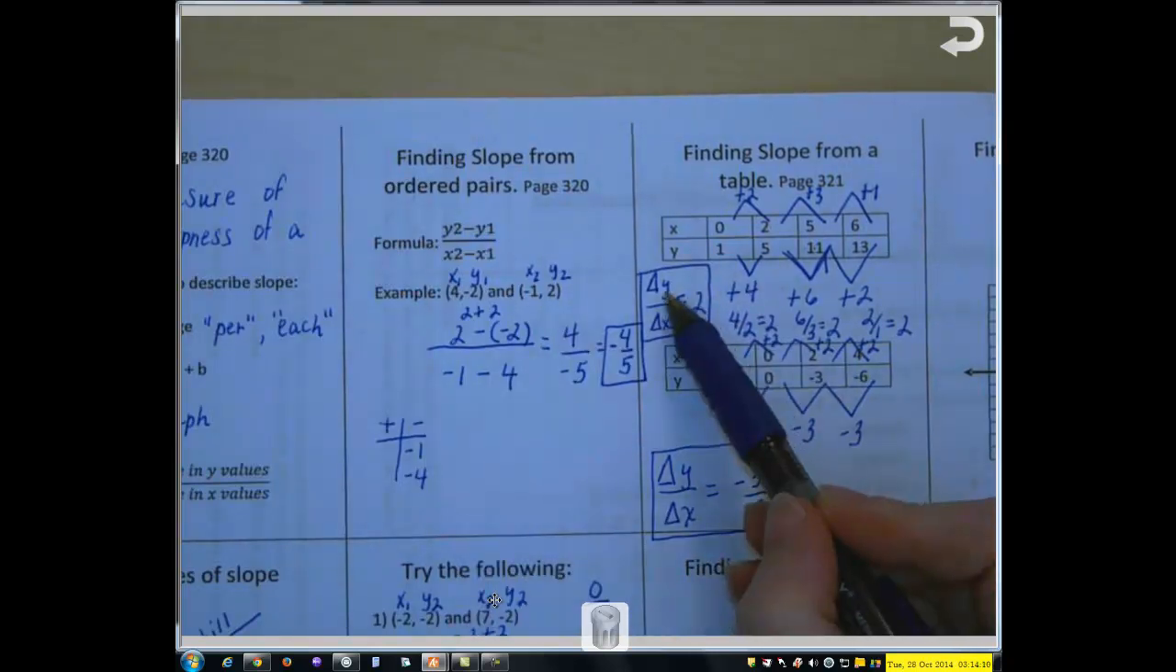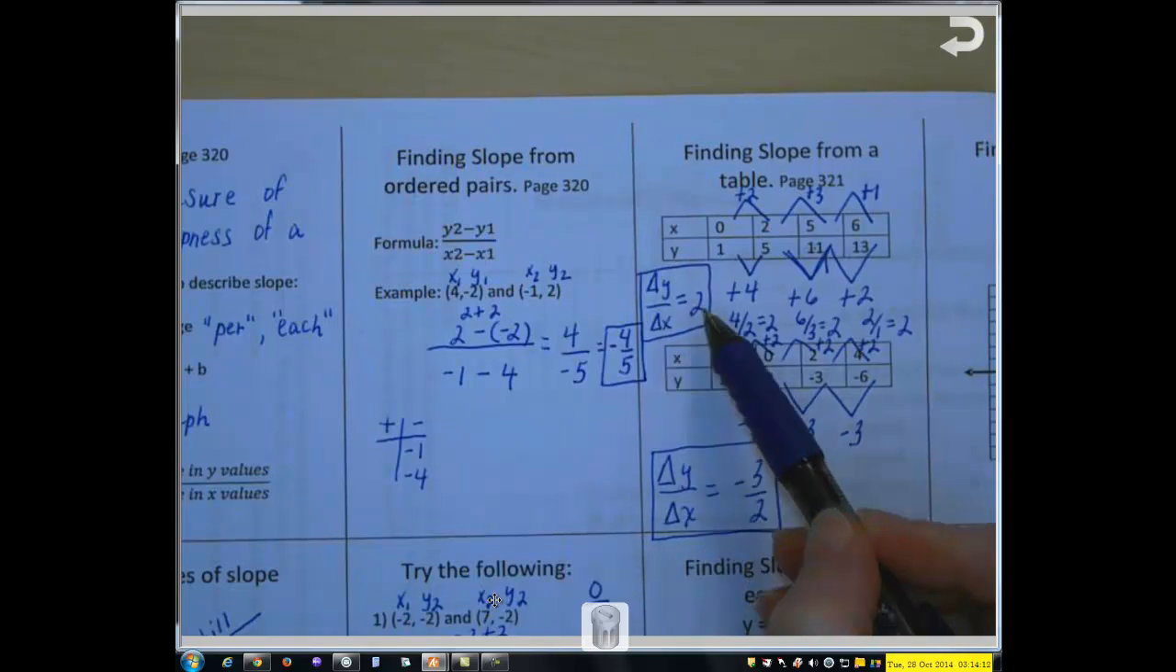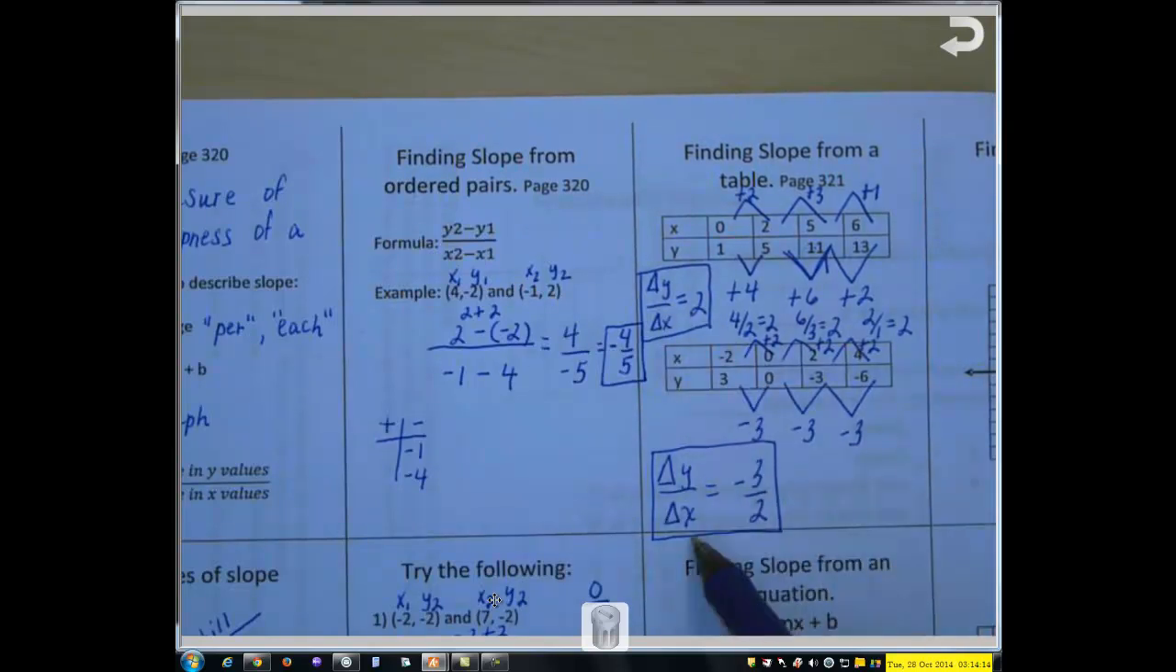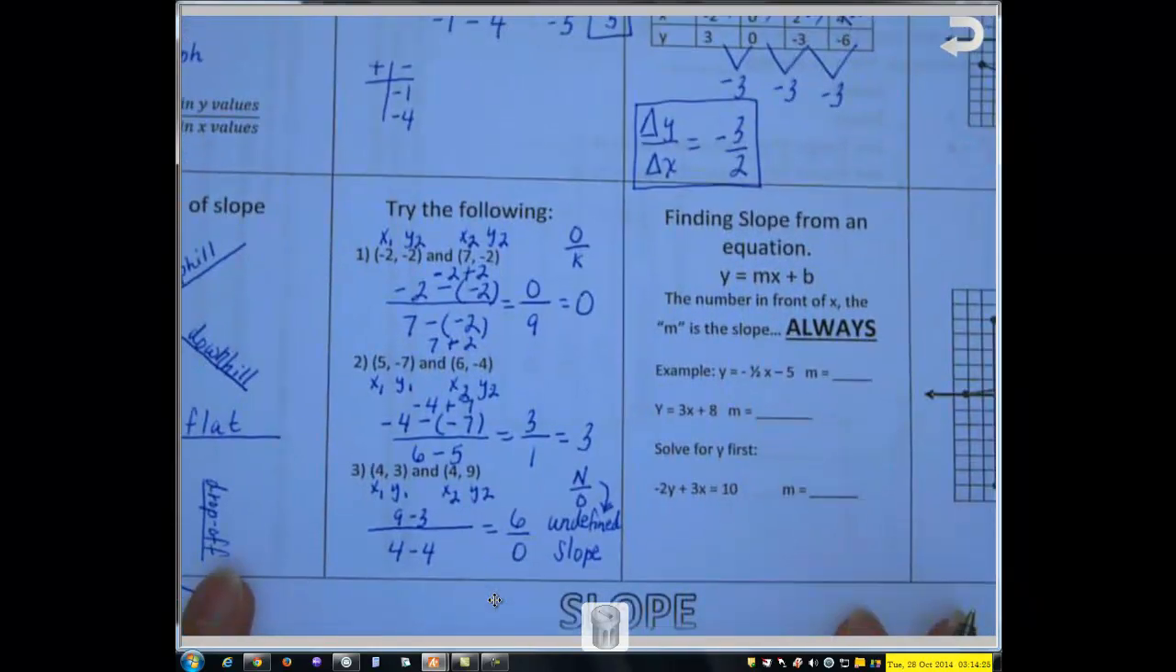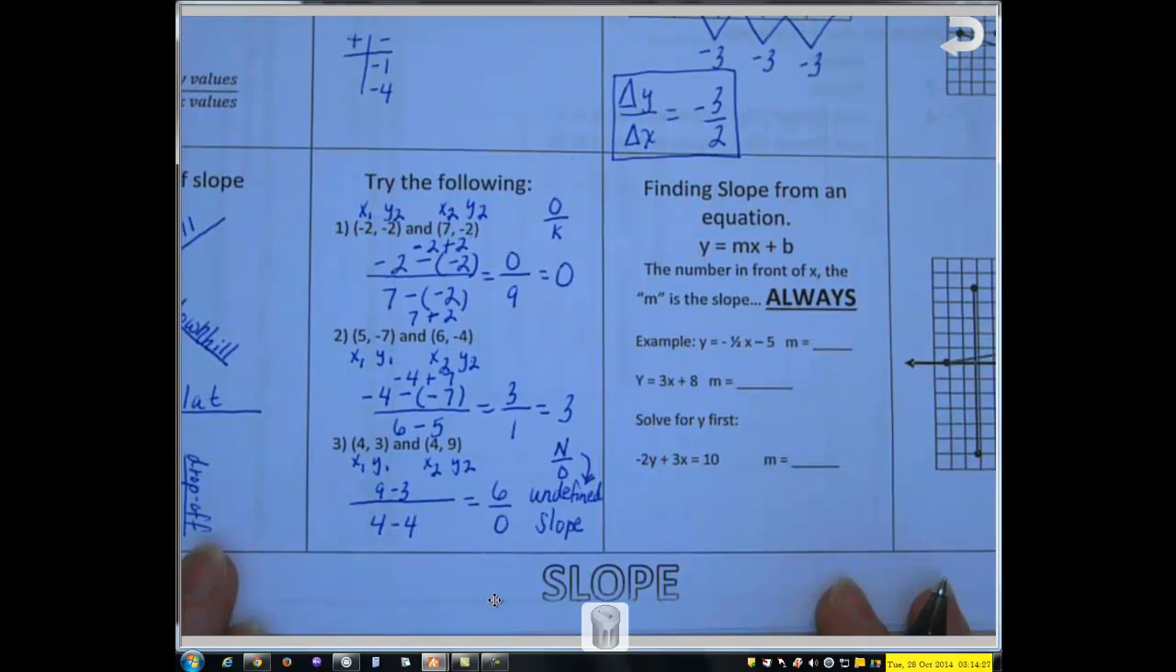In our first problem, each time the change in y divided by the change in x gave us 2. In our second problem, each time the change in y divided by the change in x gave us -3 over 2. Okay, let's go on to finding slope from an equation.